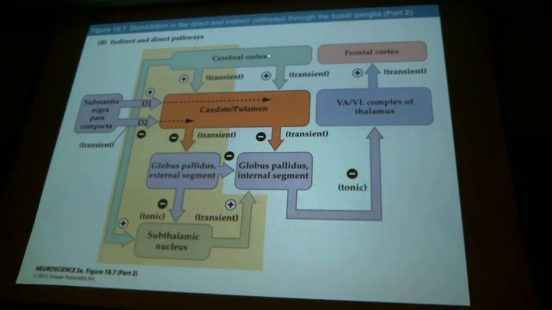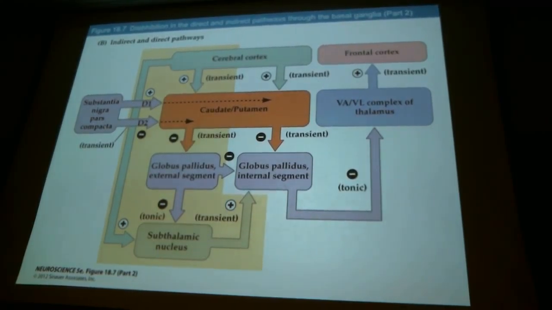If the cortical inputs excite the striatum, that inhibits this tonically active internal segment, which disinhibits the thalamus, which triggers a motor plan or a movement of some kind, right? So that's the disinhibition that triggers movement. So the direct pathway triggers movement.